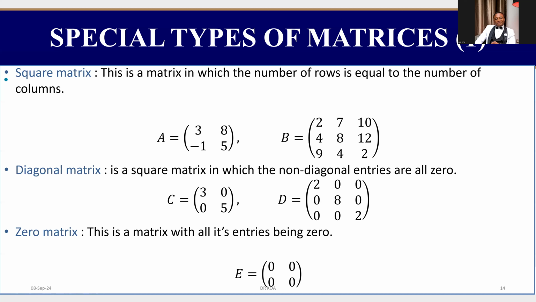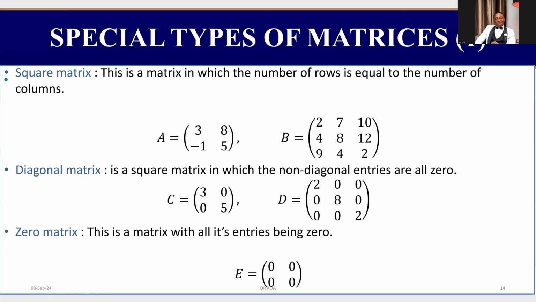A diagonal matrix is a square matrix, but the off-diagonal elements are zero. So for you to be a diagonal matrix, you've got to be a square matrix itself. The diagonal numbers are the only numbers that are non-zero. Everything that is not on the diagonal is zero. That is a diagonal matrix. So what you see as C here is a 2x2 diagonal matrix. D is a 3x3 diagonal matrix. It's as simple as that.